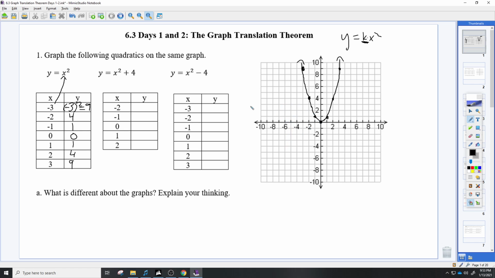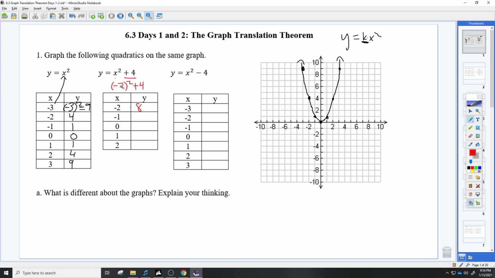But now we're going to do some things with it by adding some numbers into it. So I'm going to change to a different color here. And we're going to see what happens if we just take the same thing and do a +4. How does that change? So let's plug that in here and see. If we plug in -2 and square it, and then we add 4, what's that give you? -2 squared is 4, plus 4 is 8.